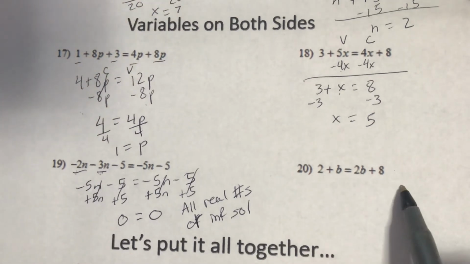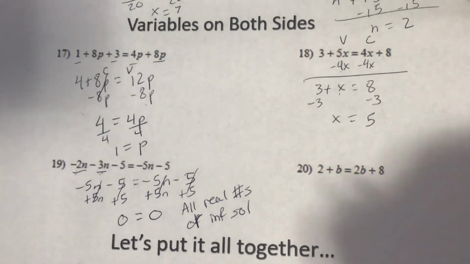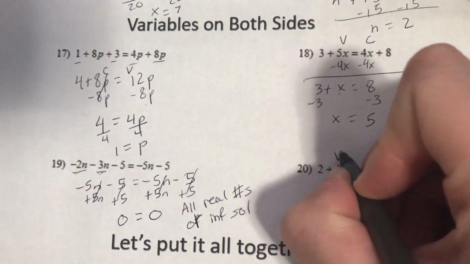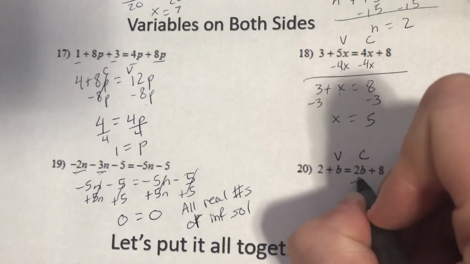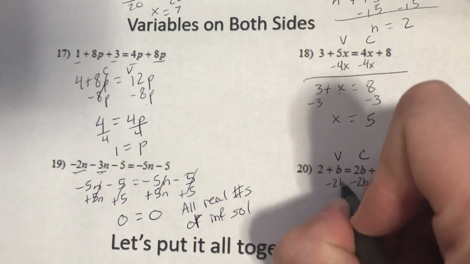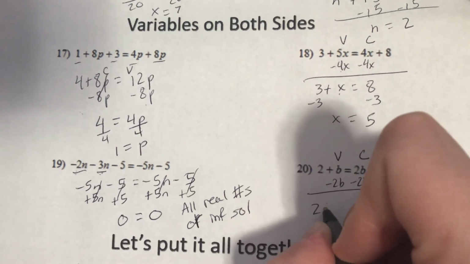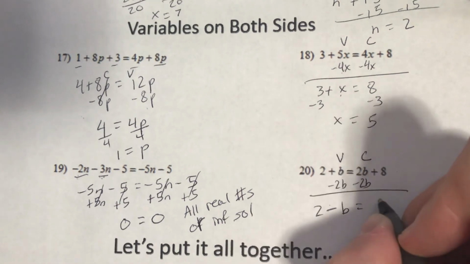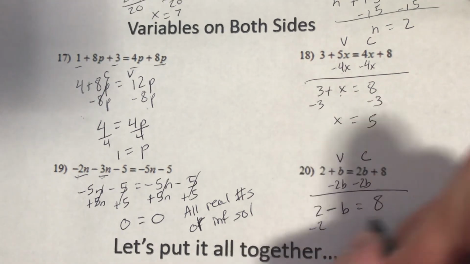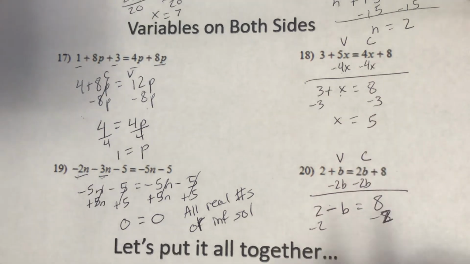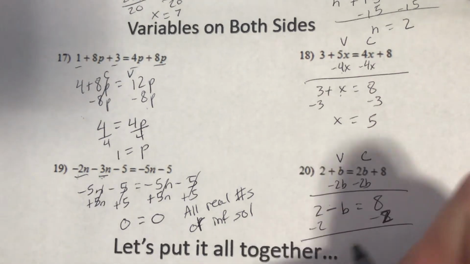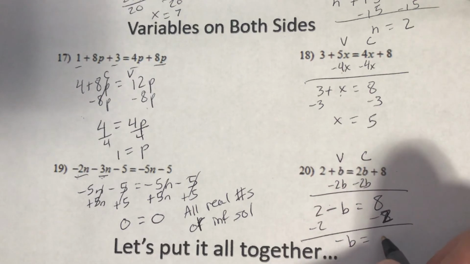All right, so we got this next one. Same thing. I'm going to have variables on one side, constants on the other. So I want to get rid of my variable on this side, so I'm going to subtract 2b. And then I'm going to subtract my 2. Sorry, I don't know why I wrote 8. And then we got negative b is equal to 6.